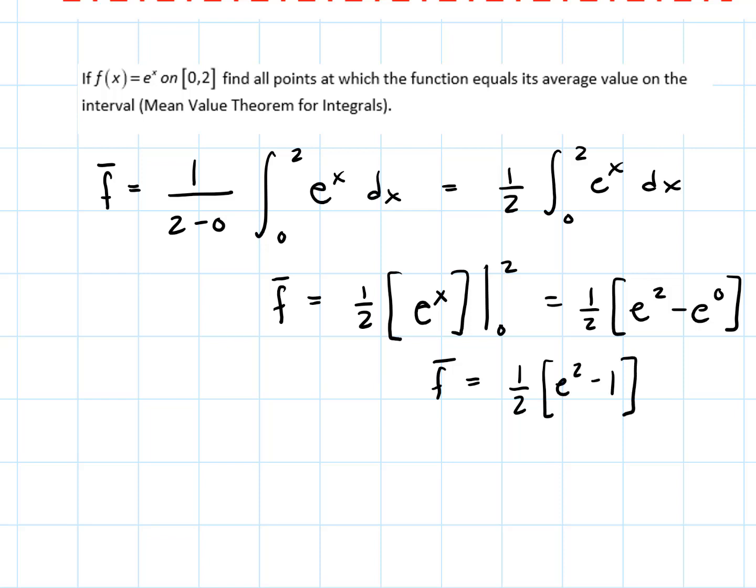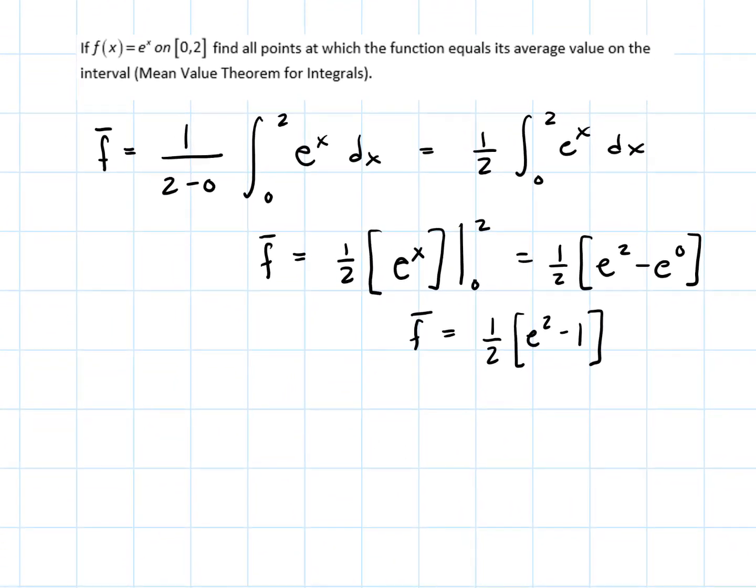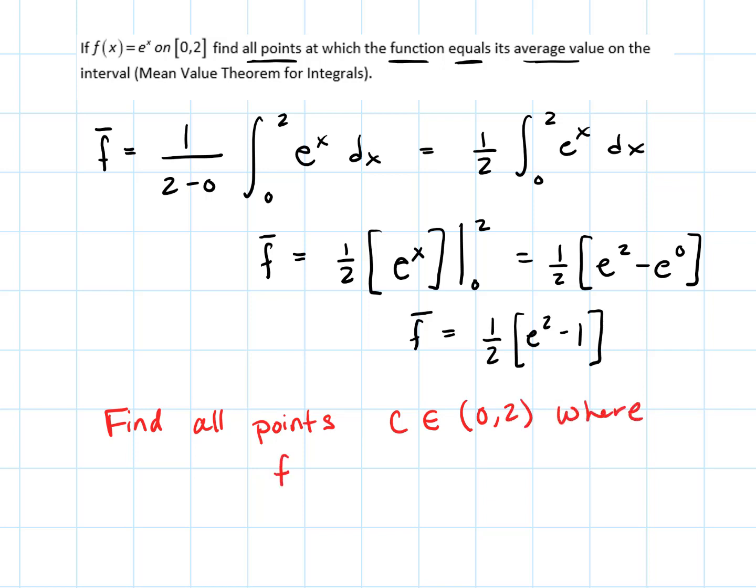1. Okay, so now we want to find all the points where the function is actually equal to that average value. So now we want to find all points c in the open interval from 0 to 2 where f of c is actually equal to f bar, which in our case, of course, is 1/2 e squared minus 1.